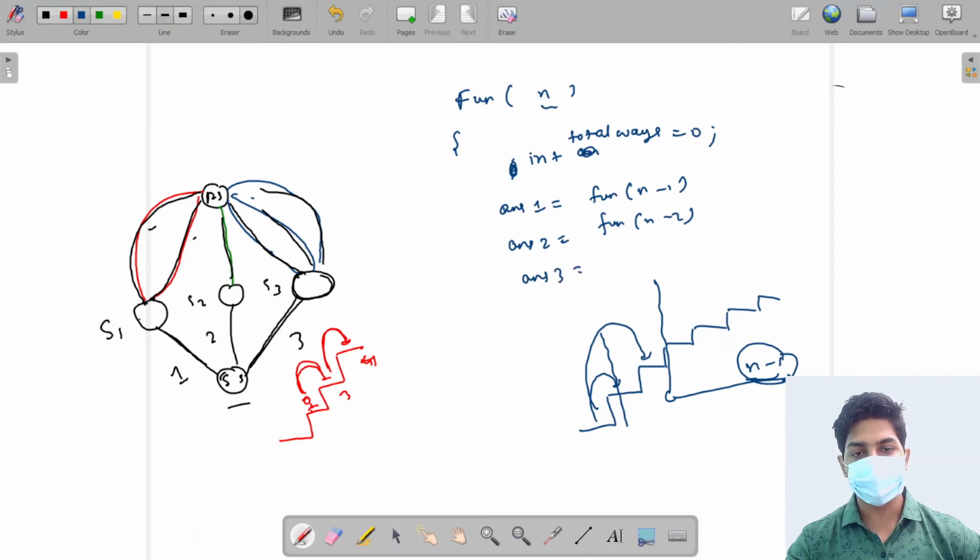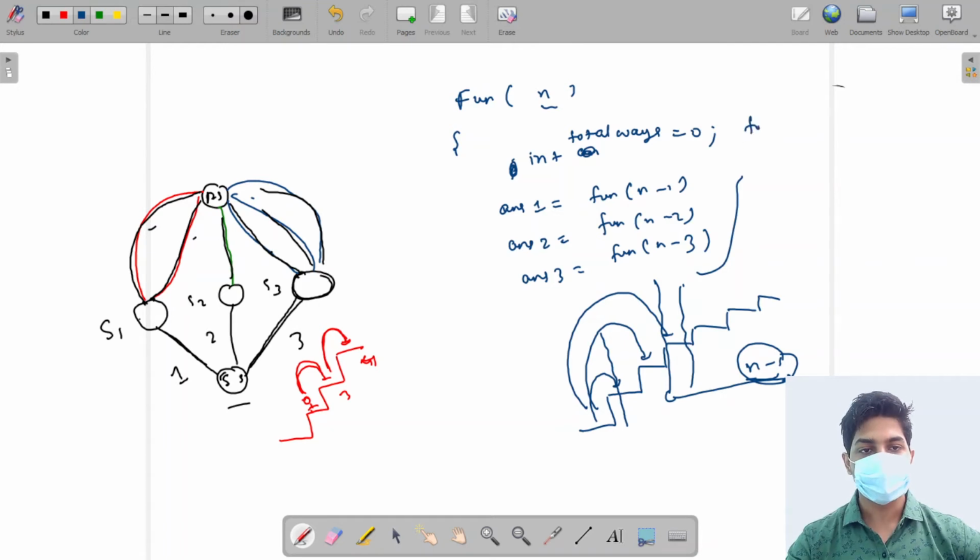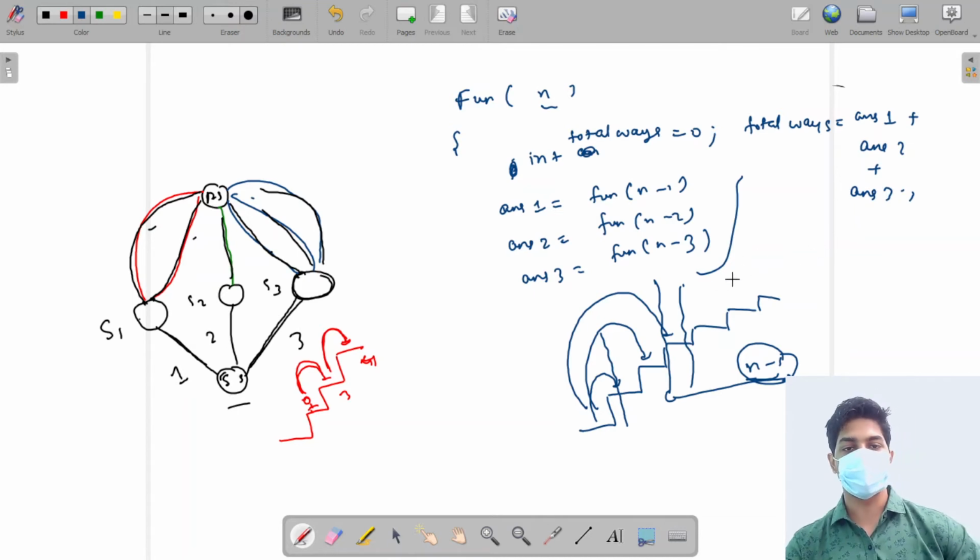Answer 3 will be what? I take a jump of 3 units. How many steps are left to climb? N minus 3. So I will call function of n minus 3. And my final total ways will be answer 1 plus answer 2 plus answer 3. This is what the recursive way is. Now let's try to code this problem using tabulation. Let me give you an idea of how we can code this problem using tabulation.